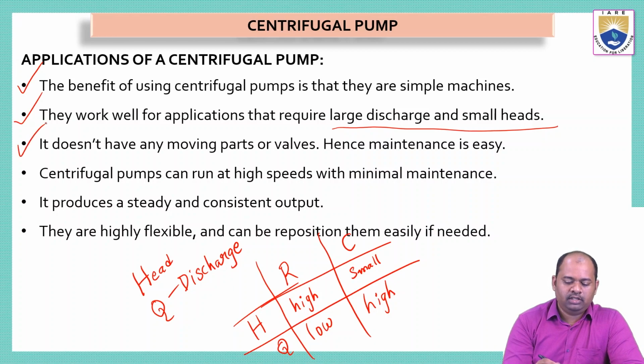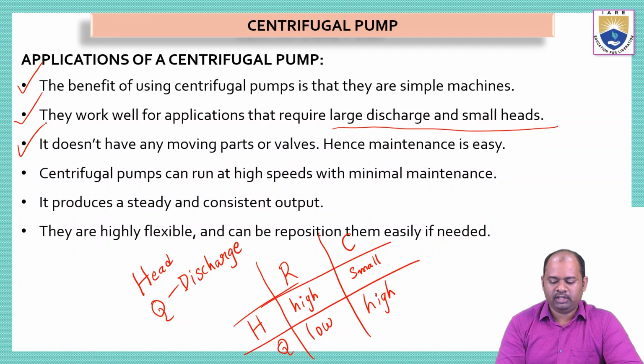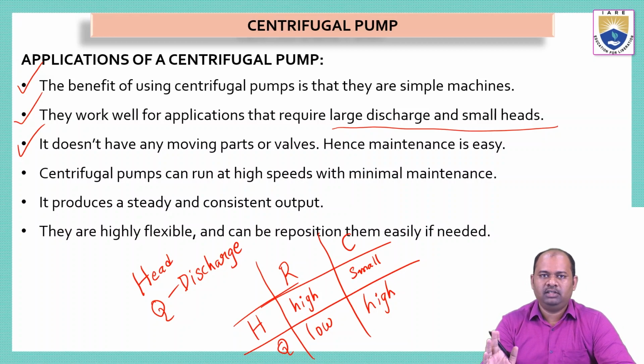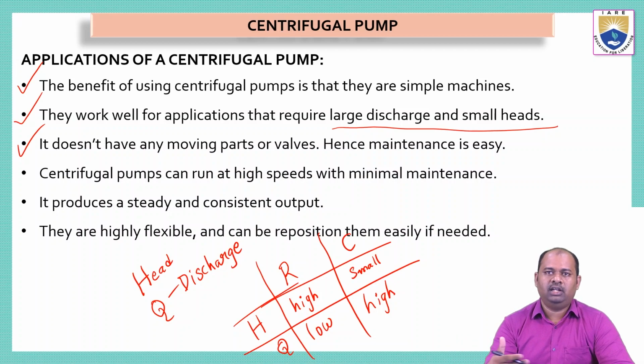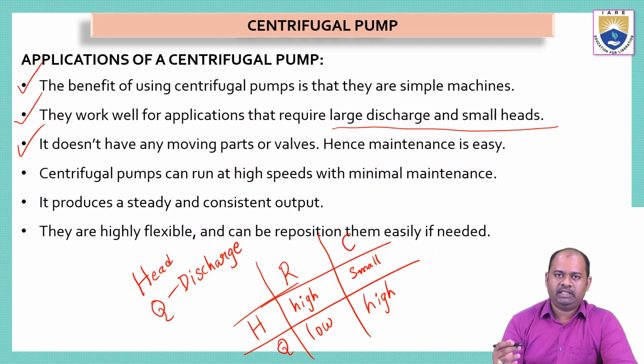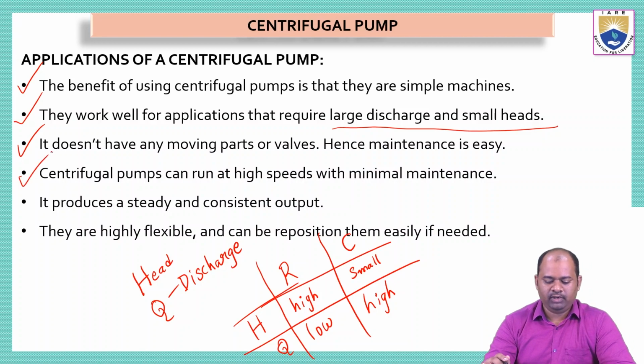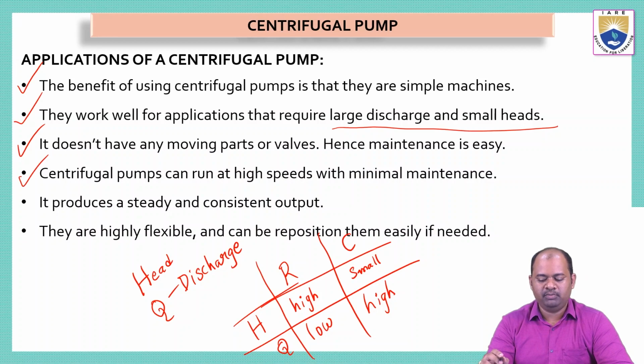And the third point is, it does not have any moving parts or valves, hence maintenance is easy. So here the only moving parts are the impeller and motor. The remaining parts are not movable, compared to the reciprocating pump, where we have a piston, crank, piston rod, connecting rod, etc. There are multiple moving parts there. Here there is only one moving part, the shaft and the impeller. Only two moving parts. So maintenance is easy.